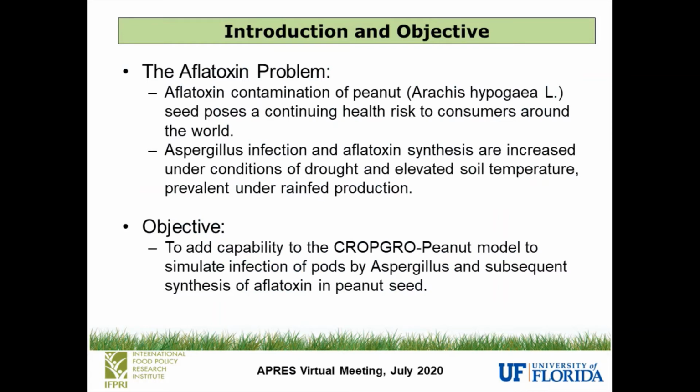Aflatoxin is a serious problem in much of the world, particularly in developing countries, and aflatoxin contamination of the seed poses a continuing health risk to consumers. Infection by the Aspergillus fungus and aflatoxin synthesis are increased under conditions of drought and elevated soil temperature, which are prevalent under rainfed agriculture. The objective of this presentation is to illustrate the addition of capability to the CROPGRO-Peanut model to simulate infection of pods by Aspergillus fungus and the subsequent synthesis of aflatoxin in peanut seed.